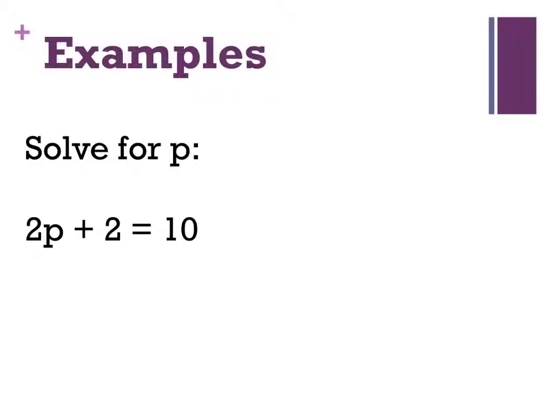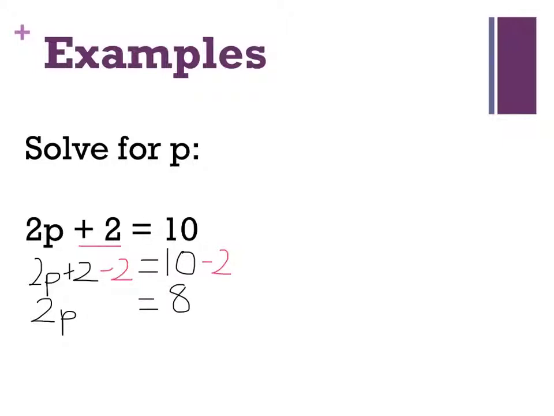Remember, I do my working underneath. So it's going to be 2p plus 2. I'm going to minus 2 from this side because I've got a plus 2 here, so to get rid of it, I need to minus it. What I do to one side, I do the same to the other. So if I've minus 2 from this side, I've got a minus 2 from that side. That'll leave me with 2p equaling 10 minus 2, which is 8. I might write this 2p over, closer to my equals sign.